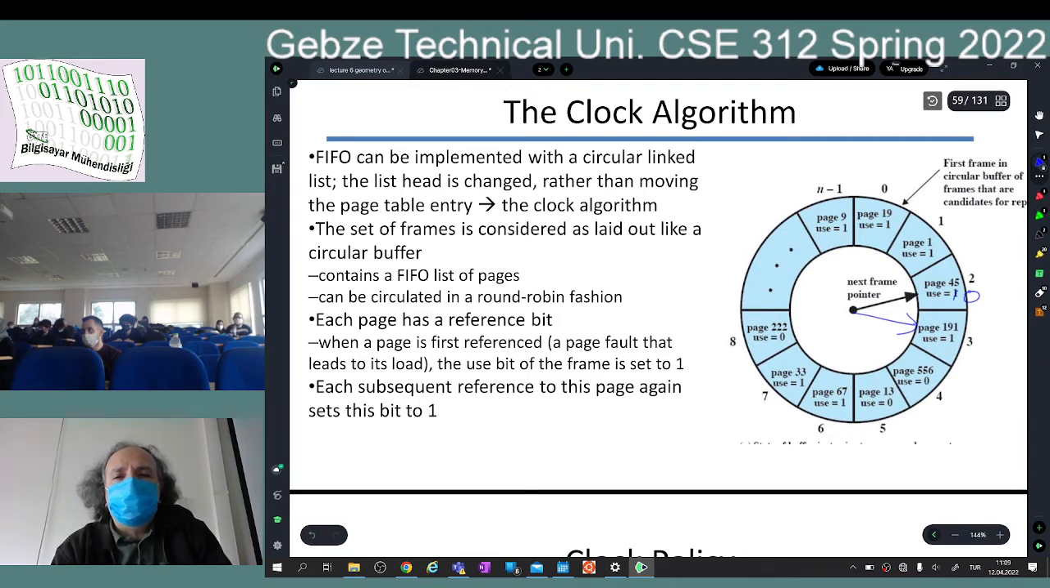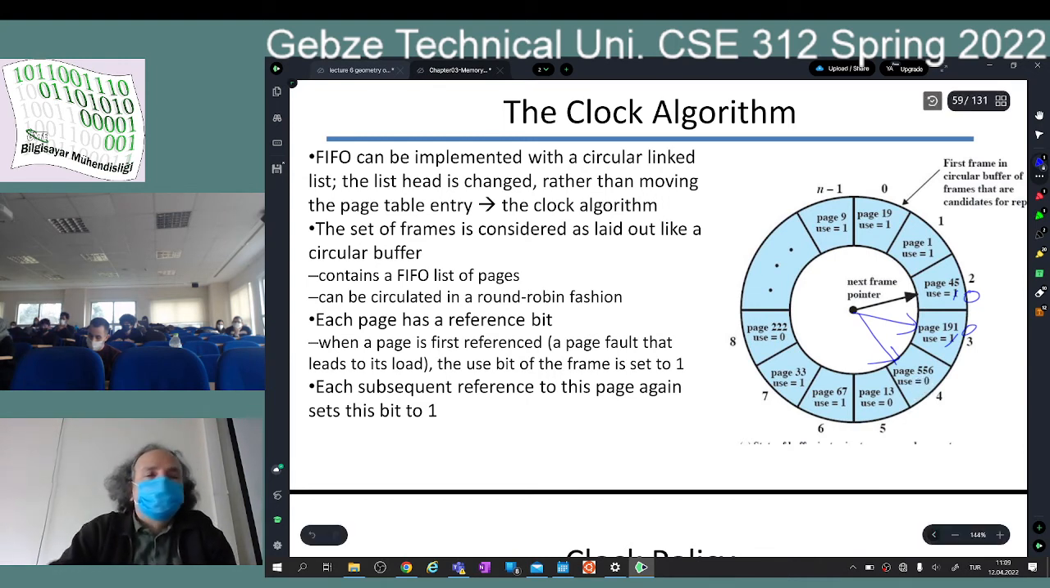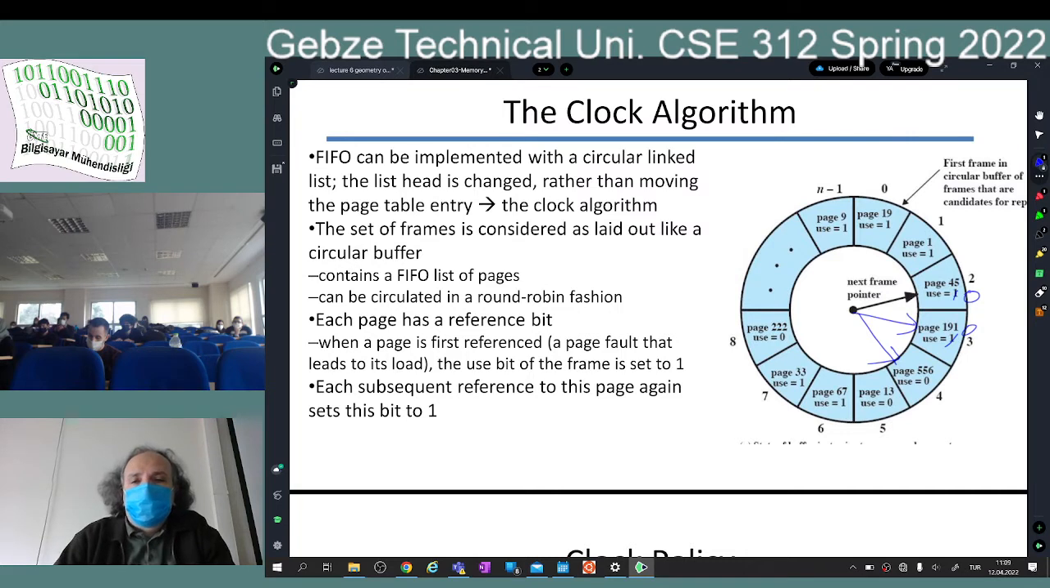Now I'm going to check it. Was page 191 recently used? The answer is yes, somebody used it. So I am going to make it 0 and advance the pointer. Now I am looking at page 556. Nobody used it recently, so I am going to replace this one, and again move my hand like that. So I am not moving my page nodes anywhere from the end of the linked list to the beginning of the linked list.